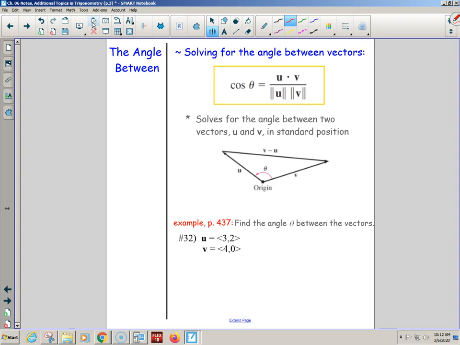Let me make these arrows really dark for you because what we haven't seen thus far is what vector subtraction looks like. Well, okay, we did. But we just said vector subtraction was vector addition of the opposite.